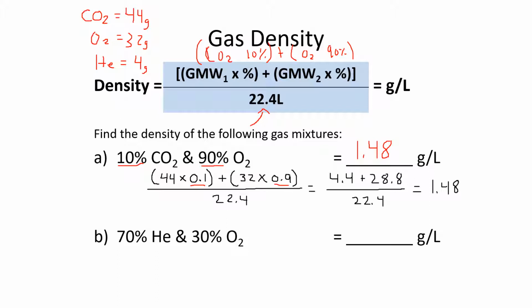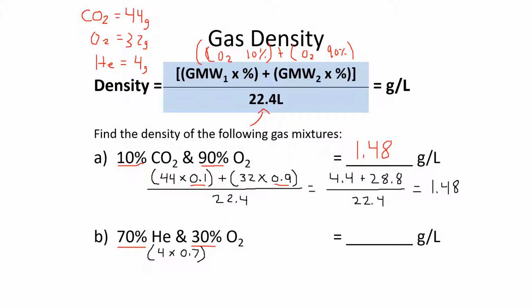For B, same, right? We have 70% helium, 30% oxygen. So this is a helio-oxygen mixture. We'll use this mixture in the future, or we did it when we adjusted for helium-oxygen gas.